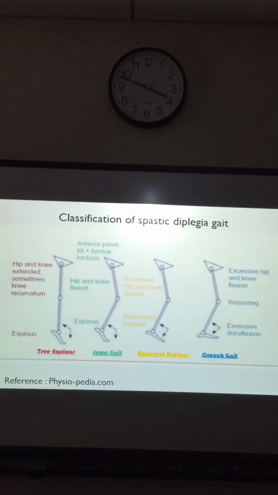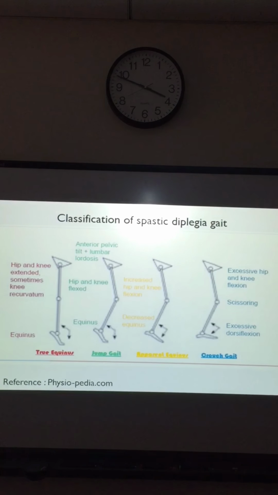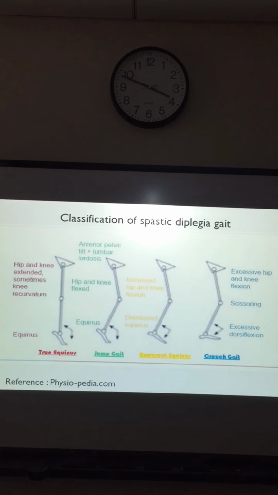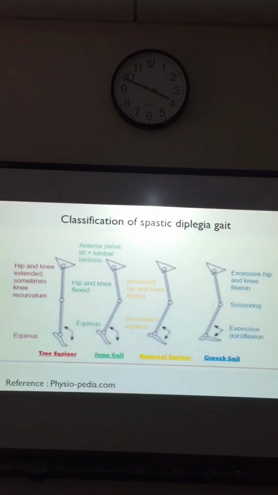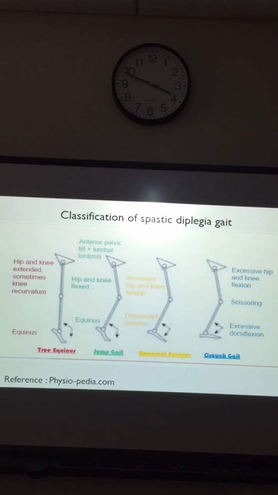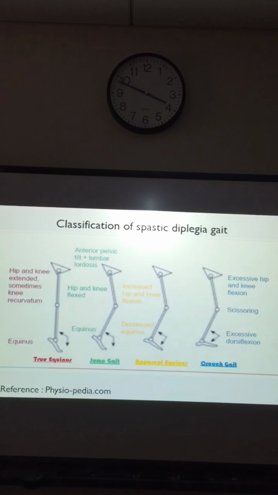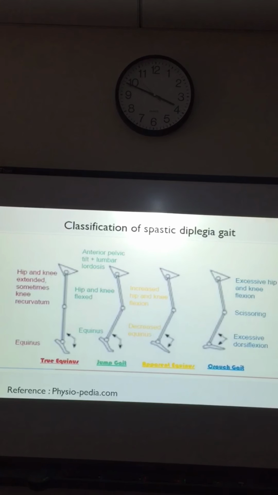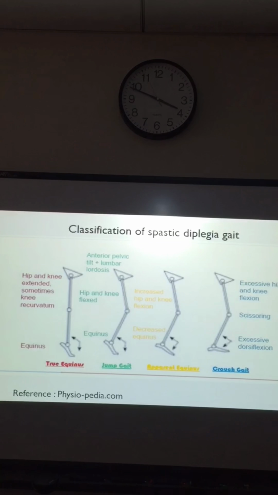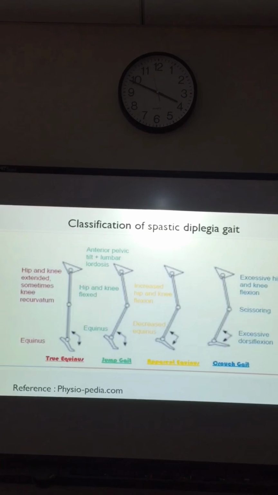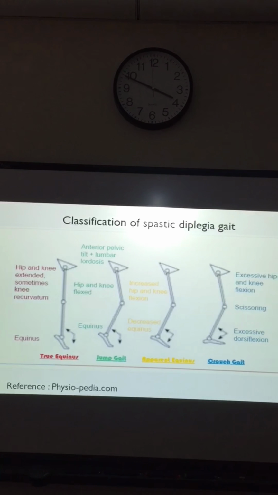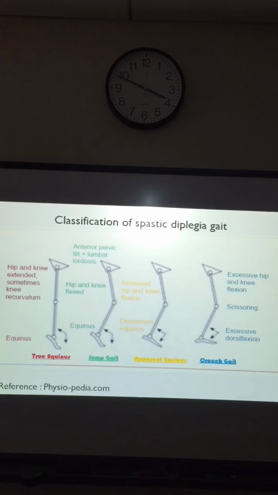The jump gait pattern is very commonly seen in children with diplegia who have more proximal involvement, with spasticity of the hamstrings and hip flexors in addition to calf spasticity. The ankle is in equinus, and the knee and the hip are in flexion. There's an anterior pelvic tilt and increased lumbar lordosis. There is often a stiff knee because of rectus femoris activity in the swing phase of the gait.